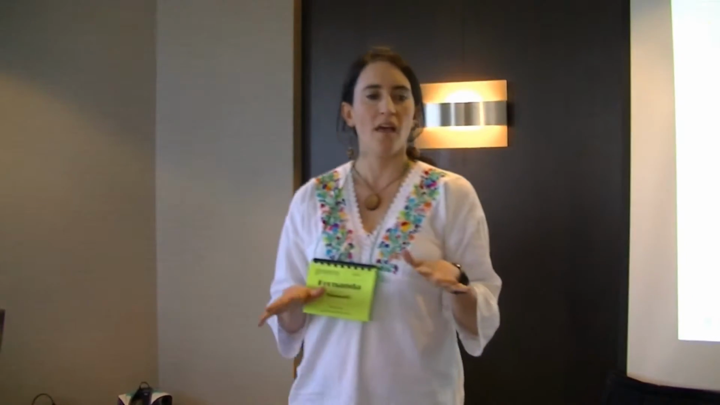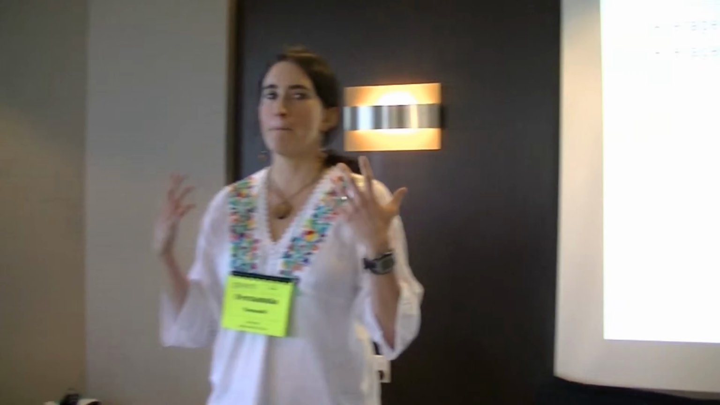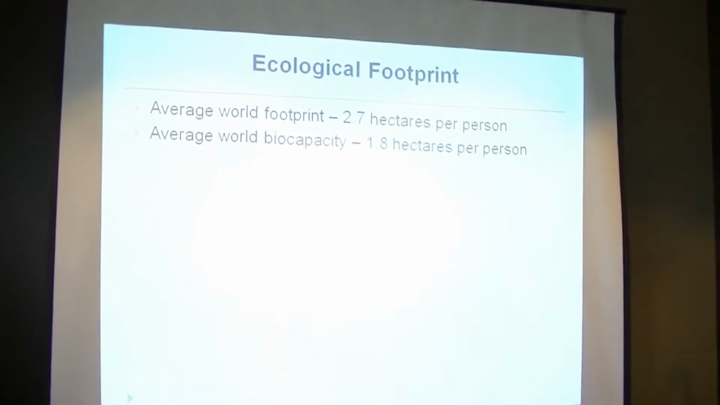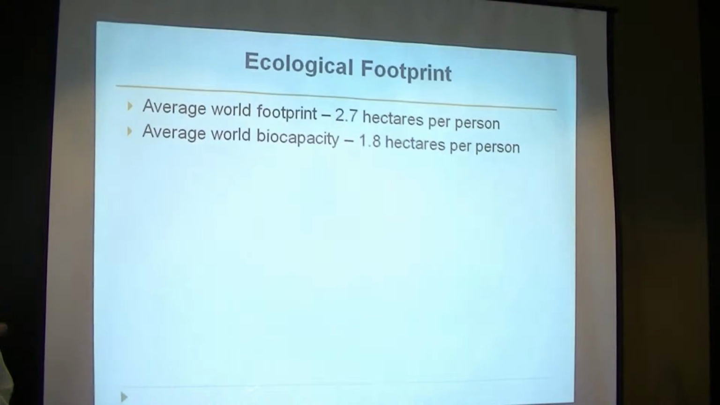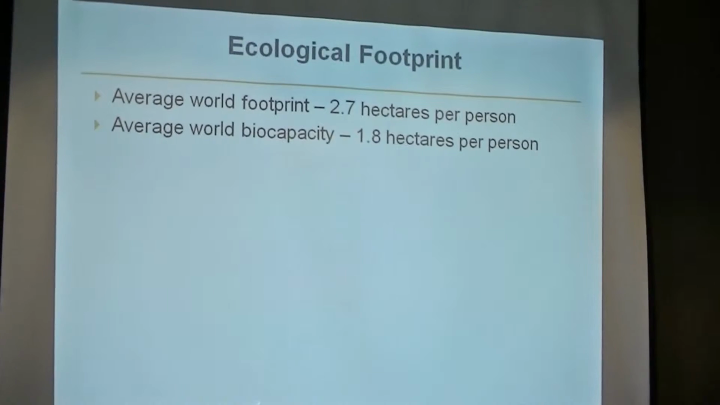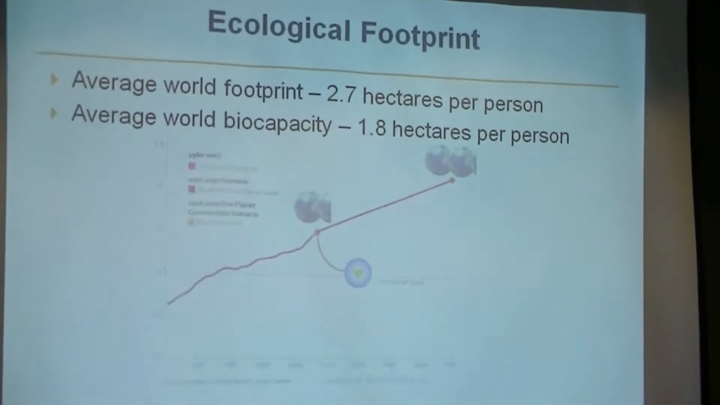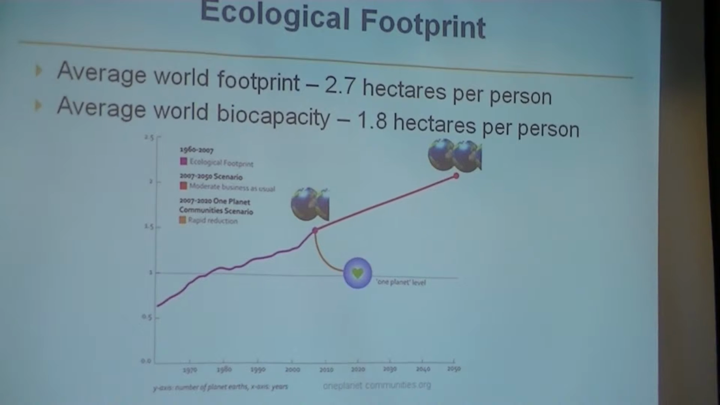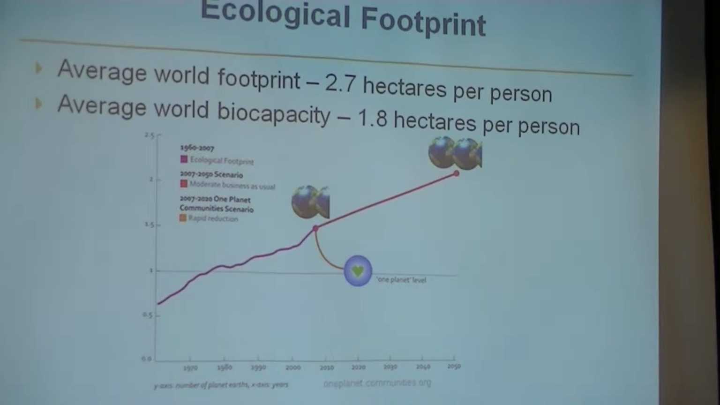Okay? And the great thing about the ecological footprint is that you can calculate it on an individual level, country level, or planetary level. So in the world, we know that each person on the planet, on average, uses 2.7 hectares per person, but the average biocapacity, which means the capacity to provide goods and services, is only 1.8 hectares per person. So there is a deficit of 0.9 hectares. But how is it possible that we are consuming more than what we have? If you see here, we are consuming 1.5 planets.